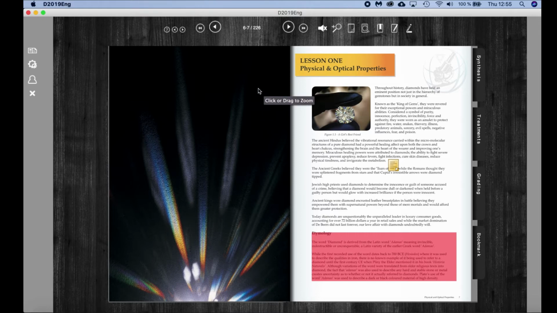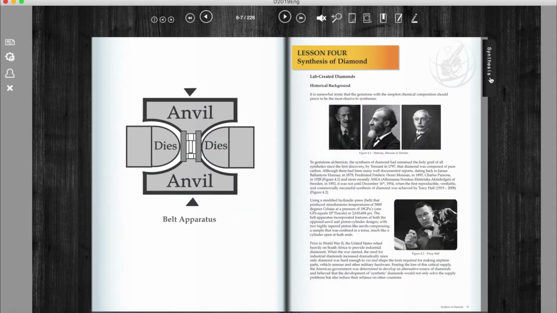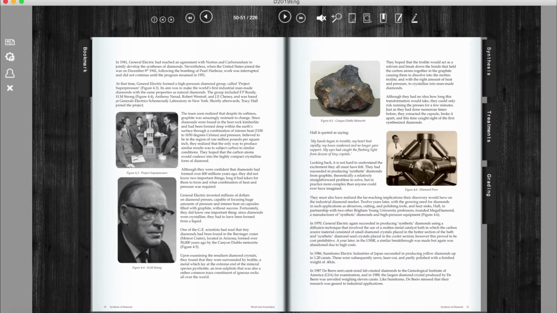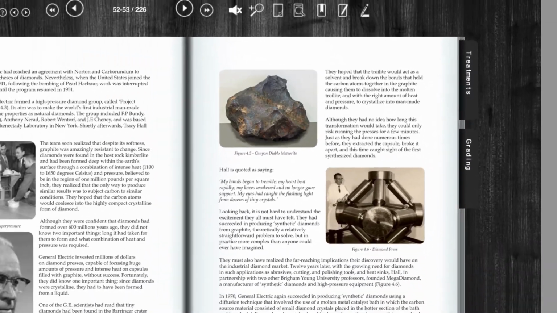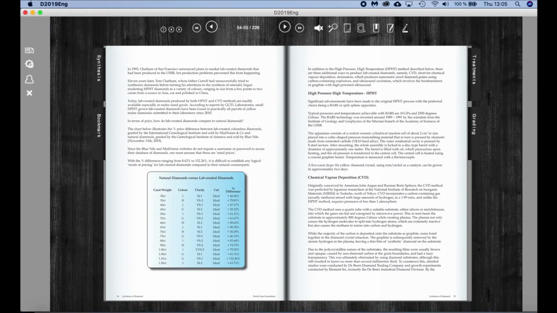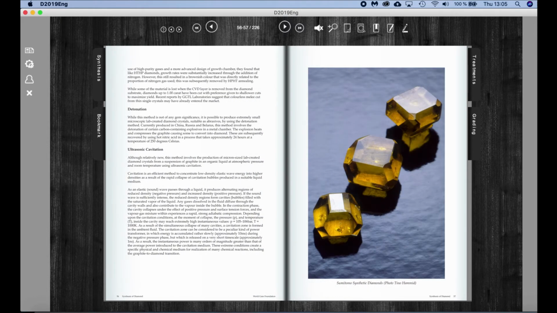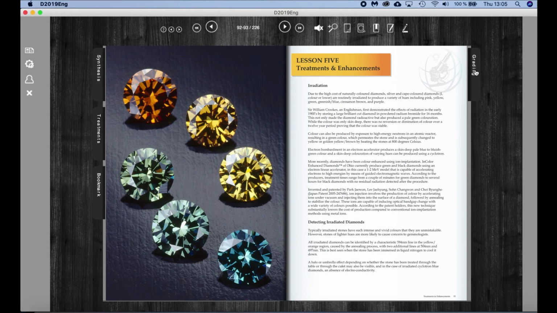So what's included in the course? In addition to the physical and optical properties, the mining and cutting of diamonds, we also look at lab-created diamonds, the historical background, and the 4 different techniques that are used to produce lab-created diamonds, including HPHT, CVD, detonation, and also ultrasonic cavitation.